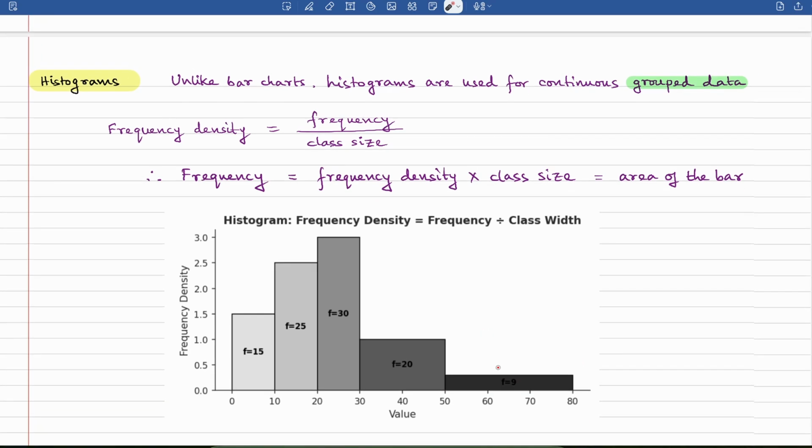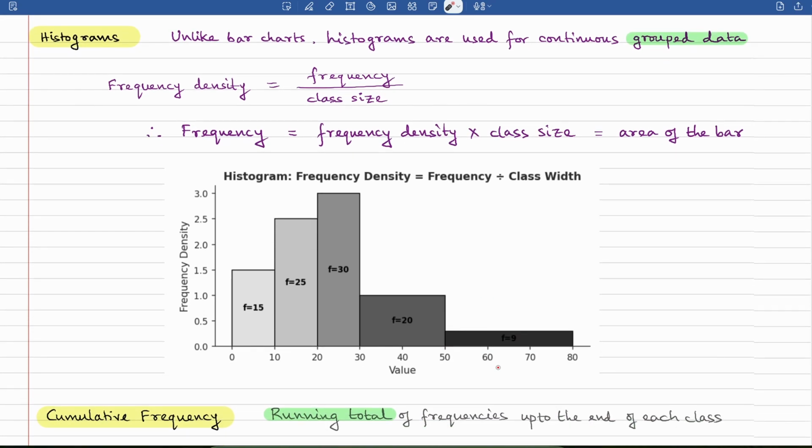The next concept we will learn is cumulative frequency. So cumulative frequency is a running total of the frequencies up to the end of each class. So let's say 0 to 10 has 5, 10 to 20 has 10, then the cumulative frequency here will be 5 and here will be 15 because I add 5 and 10.